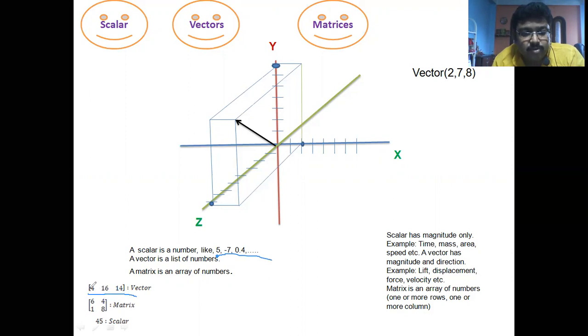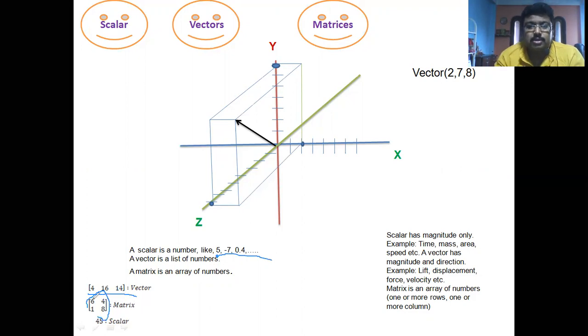A matrix is an array of numbers. 6, 1, 4, 8. If you consider the column, then you find 6, 1 in the first column, and in the second column 4, 8. So this is an array of numbers. Actually, this matrix is used as a weight of a vector. As a weight, it is associated with a vector.